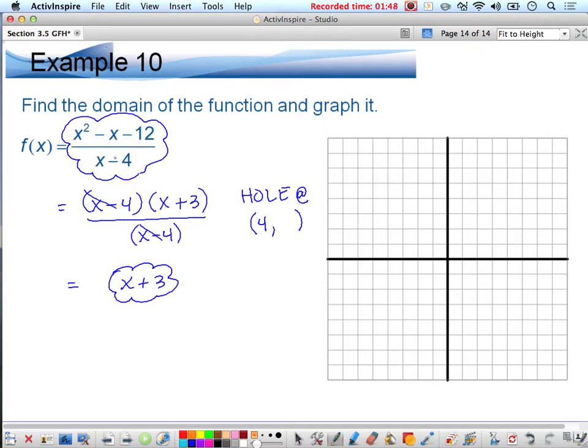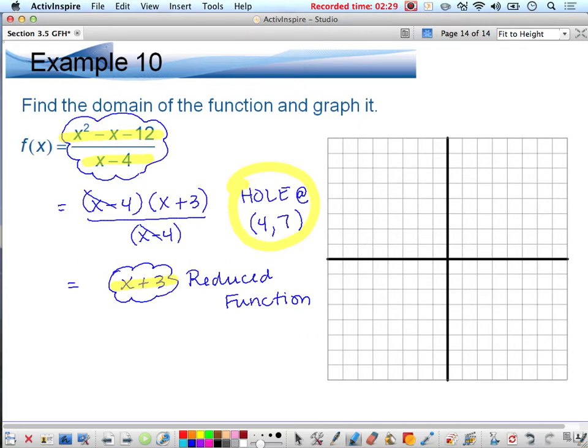To graph a hole, remember to find the y value, you simply plug the x value into the reduced function. That's where we get the 7 from. Now let's see if I can make this make sense to you. This function up here is exactly the same as this one, except that the original has a hole at 4, 7, and y equals x plus 3 doesn't have a hole. Do you understand that? Yes? That's how they operate.